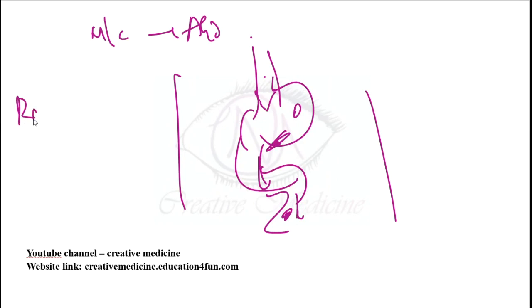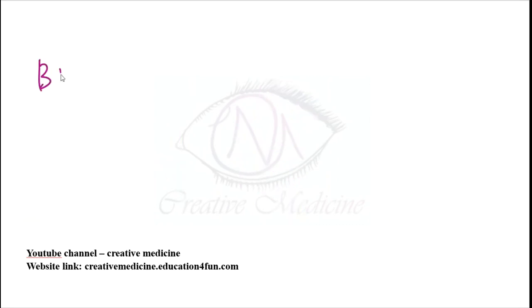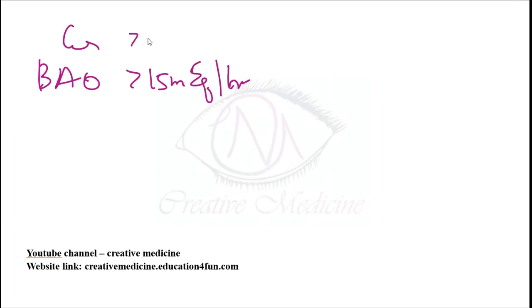For the diagnosis of gastrinoma, a gastrin level of more than 1000 picogram per ml is diagnostic, and a basal acid output of more than 15 milliequivalent per hour is diagnostic.